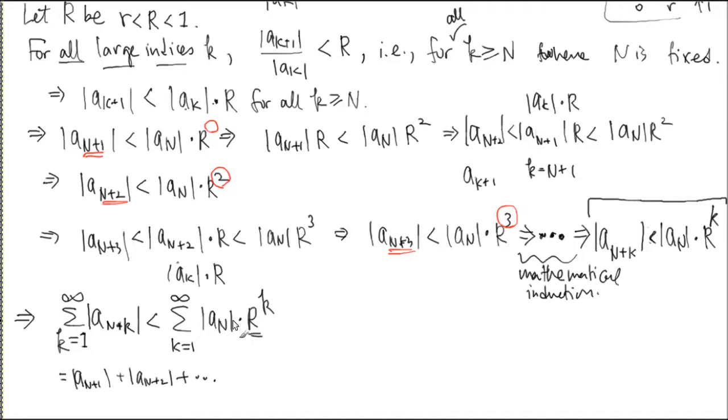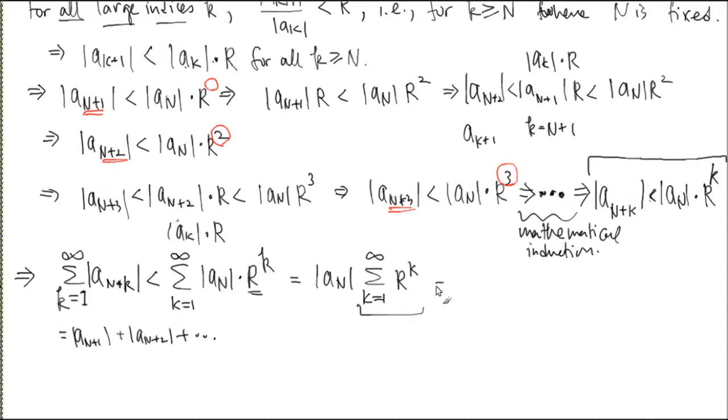Now we have this nice inequality. These are all constants relative to the index k, so I can pull that out. Is that right? That's a constant. a_N can go outside, and we have the sum from k equals 1 through infinity of r^k left. We know how to calculate this guy, right? Correct?